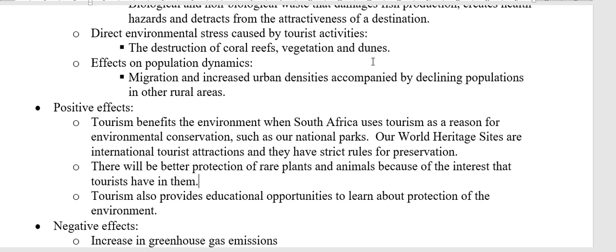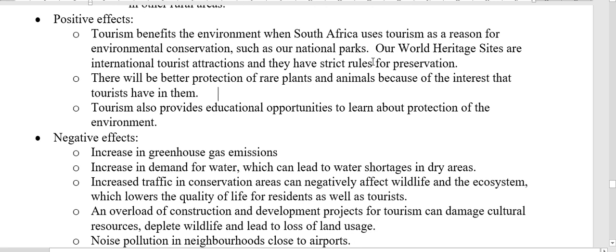All right. So how does tourism benefit the environment? Okay, we do use sometimes tourism as a reason for conservation. There are certain areas in our country that we protect because it is a tourist destination. All right. Our World Heritage Sites, for example, are international tourist attractions, and there are strict rules that apply.